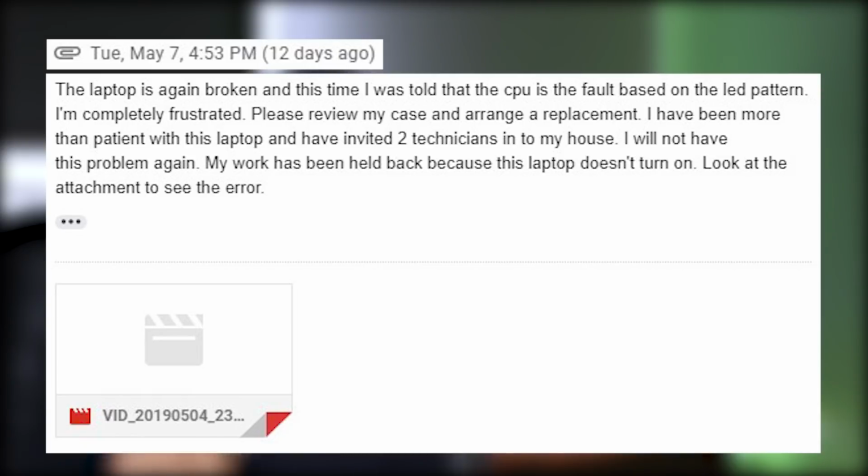that the CPU is the fault based on the LED pattern. I'm completely frustrated. Please review my case and arrange a replacement. I have been more than patient with this laptop and have invited two technicians into my house. I will not have this problem again. My work has been held back because of this laptop not turning on. Look at the attachment to see the error."